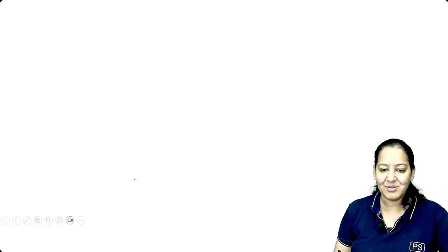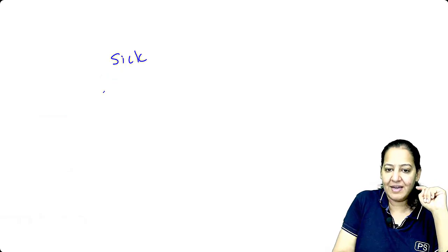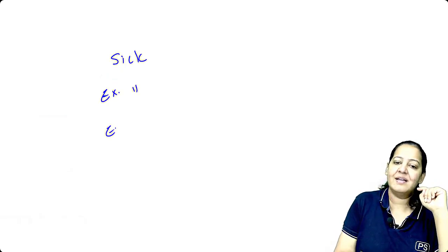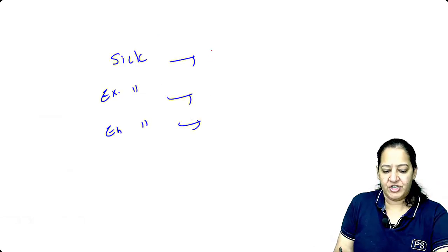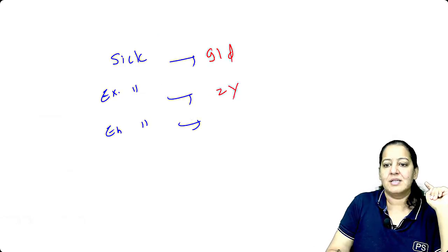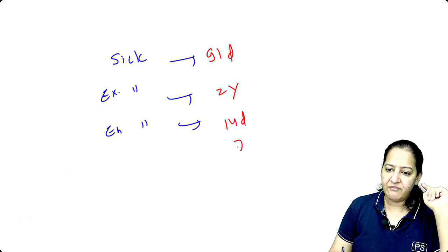Got it? Hannah? So there are 3 sickness benefits. I enumerate again: simple sickness, extended sickness, enhanced sickness. Okay, tell me the duration. This is for 91 days. This is 2 years. This is either 14 days or 7 days.